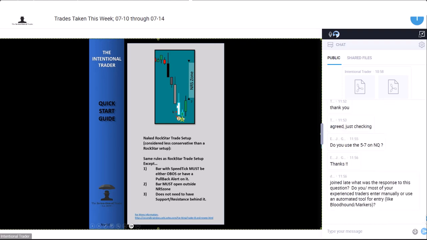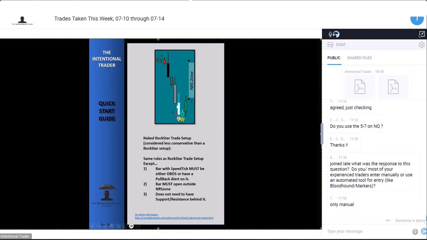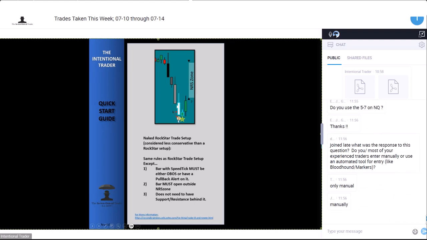So all of the same conditions that we're looking for in a rock star, we're going to look for in a naked rock star, except you won't have support, but you do need it to be oversold or a pullback alert. Yep, only manually. Yeah, we only do this manually.